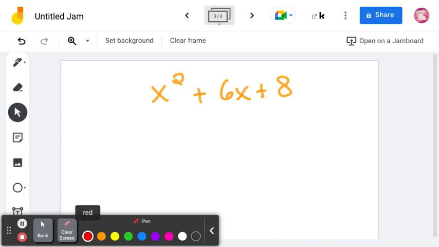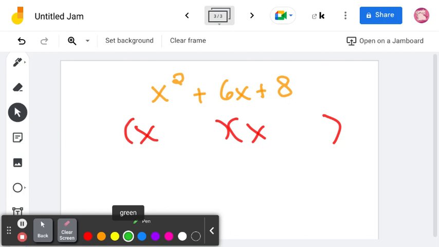So to do a trinomial, it starts the same as the difference of perfect squares. But instead of doing a plus and a minus, you put an x. And to factor this one, you find 2 numbers that multiply to your last term and add to your middle term. So in this case, it's 4 and 2, because 4 times 2 is 8, and 4 plus 2 is 6. So you put a plus 4, and then you put a plus 2.